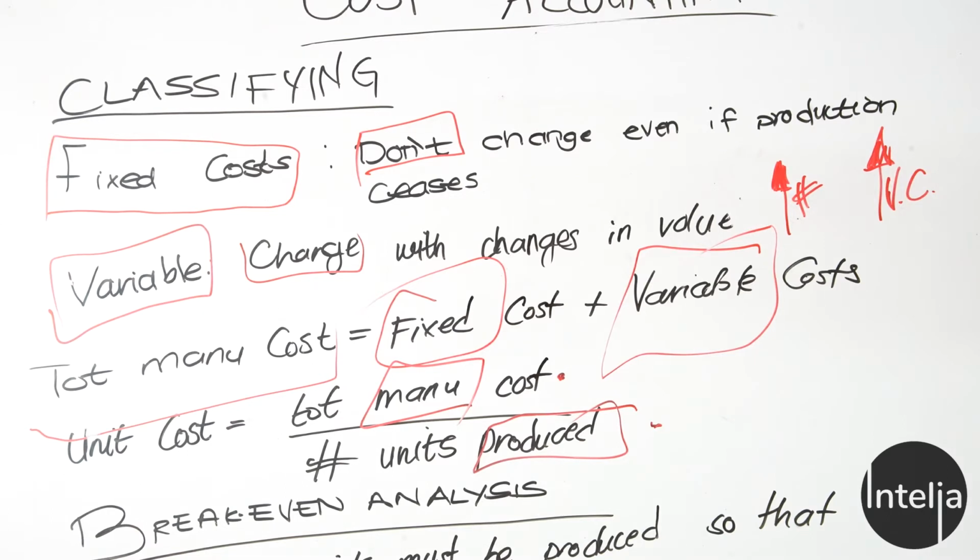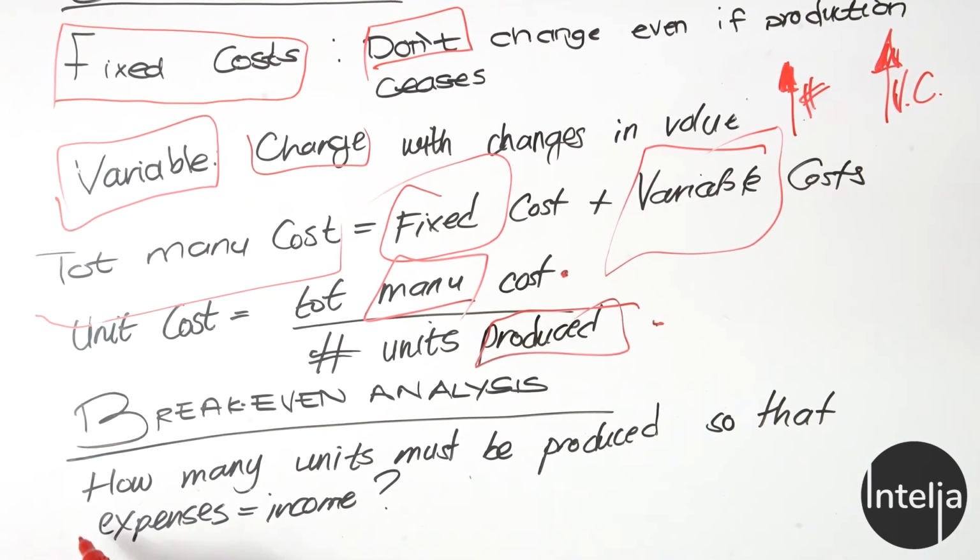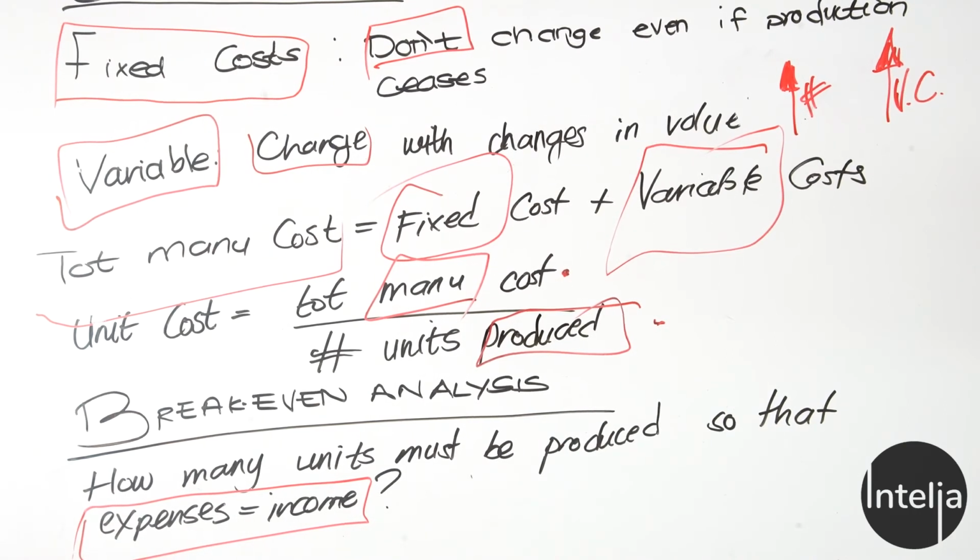Break-even analysis basically looks at how many units must be produced so that expenses equal income. This is the main equation that you need to keep in mind when we're talking about break-even. And there's a calculation to it. You did the calculation last year, and I hope you have it in mind. If not, I might put it in for you in the next video.